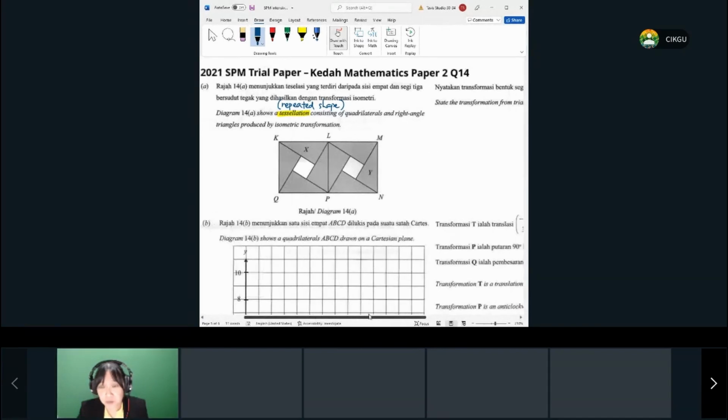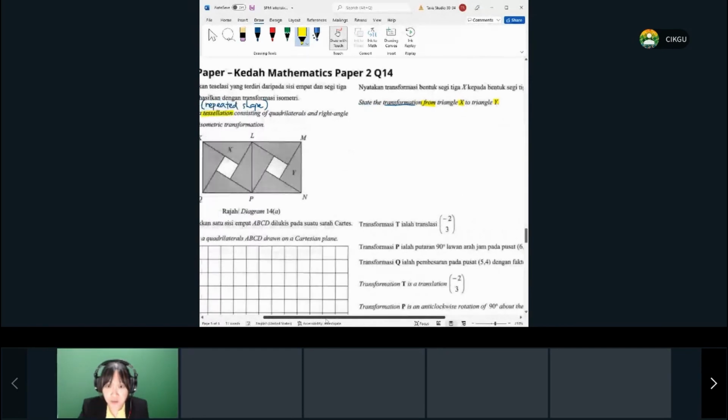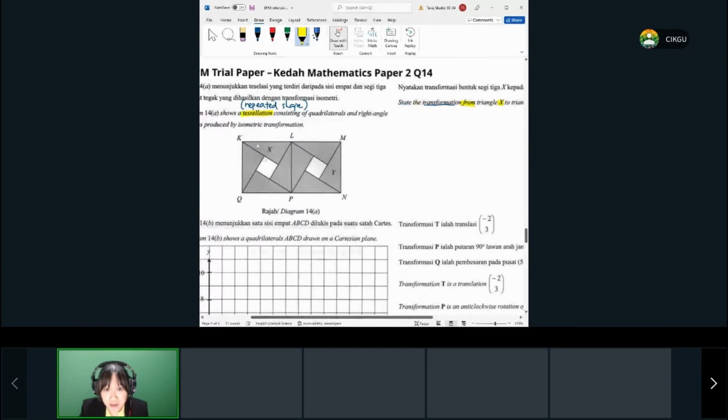What do they say? State the transformation from X to Y, from triangle X to triangle Y. Triangle X is here, so let me bold this up. This one is triangle X. I want to go to triangle Y, which is right here.